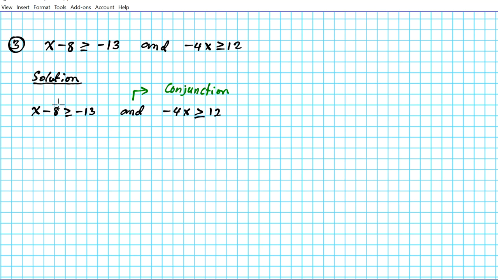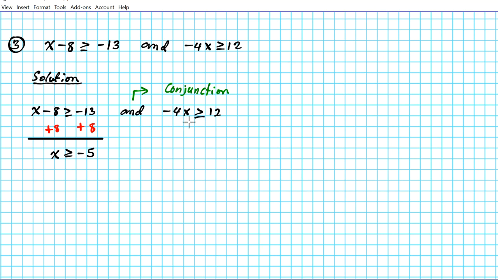All right, so the first inequality you solve by isolating x. How do you do that? You get rid of the 8 by using the inverse operation. In this case, you're going to add 8 to both sides of the first inequality, and that's going to give us x is greater than or equal to -5.